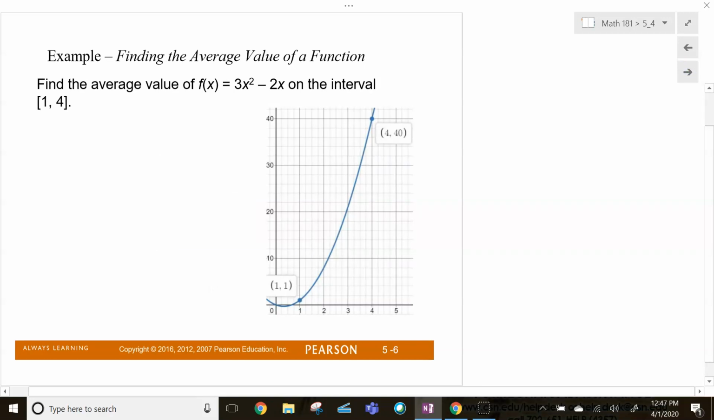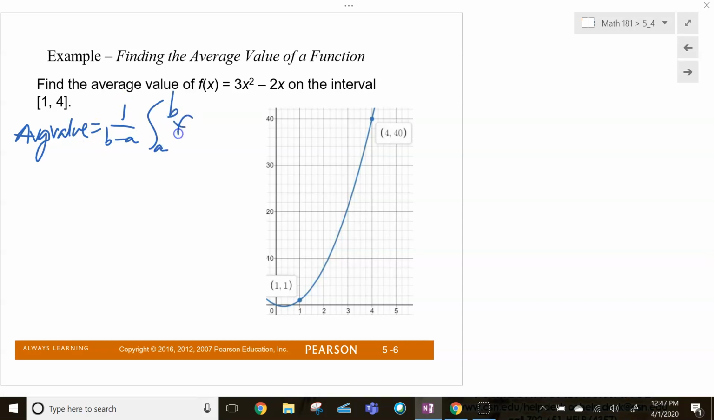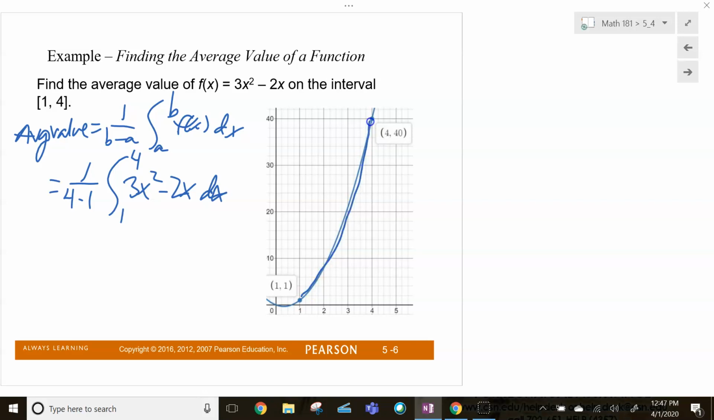All right, so let's do one here, the average value of the function. According to the mean value theorem for integrals, the average value would be 1 over b minus a times the integral from a to b of this function f of x dx. That's 1 over 4 minus 1 times the integral from 1 to 4 of 3x squared minus 2x dx. That's just saying, what's the average y value from here to here?